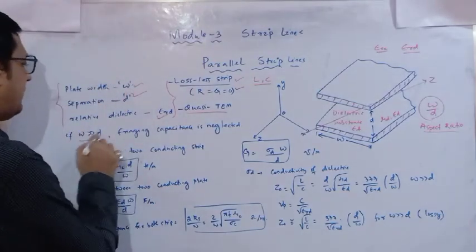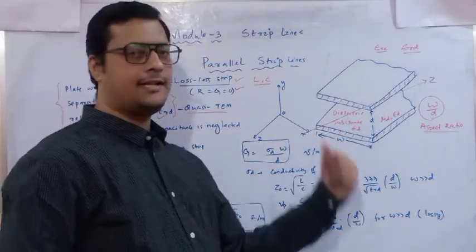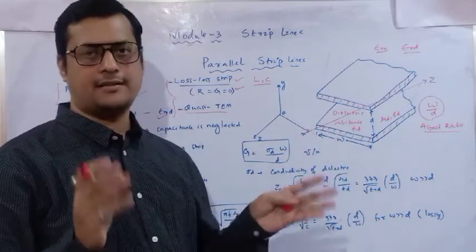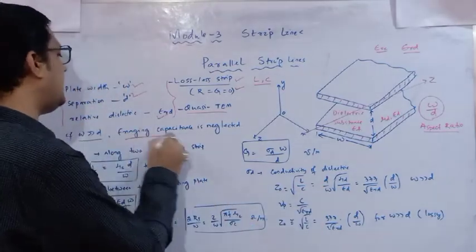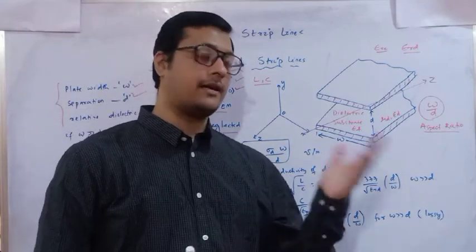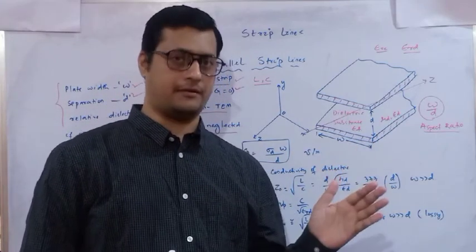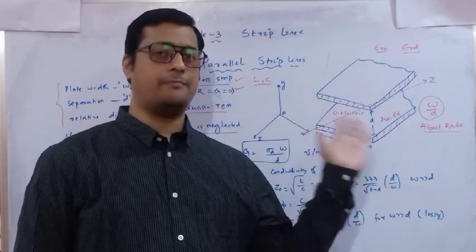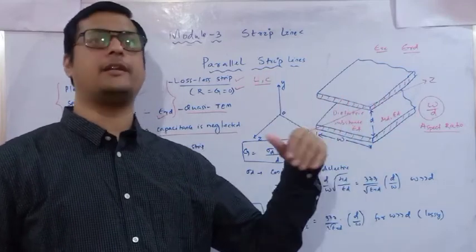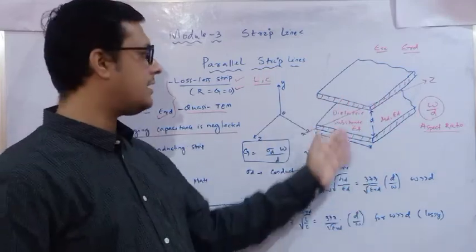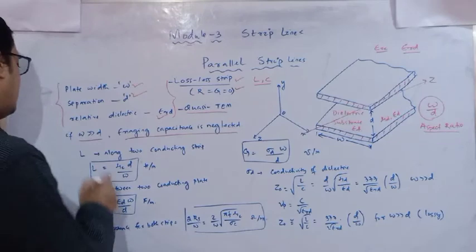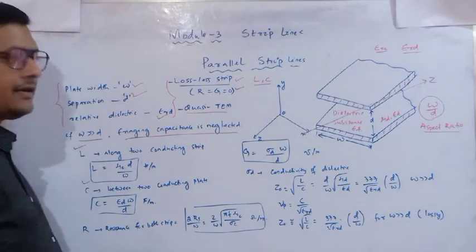Next, if W by D, that is, if the width is greater than the separation, then it is called a wider strip line, and then the fringing capacitance is neglected. This is the most important factor. Remember this. In the microstrip line we consider the fringing effect, but in the parallel strip line, if the width of the strip is greater than the separation, we neglect the fringing effect, because all the electric and magnetic fields are within the parallel plates. Next, we are going to identify our RLGC parameters.